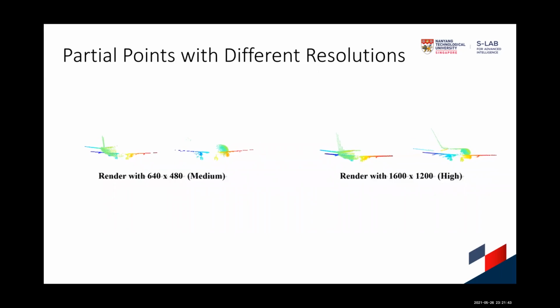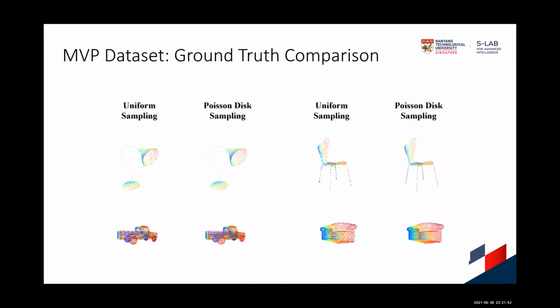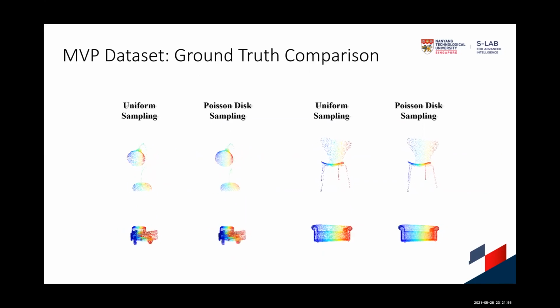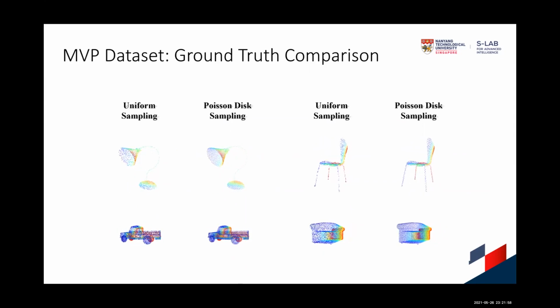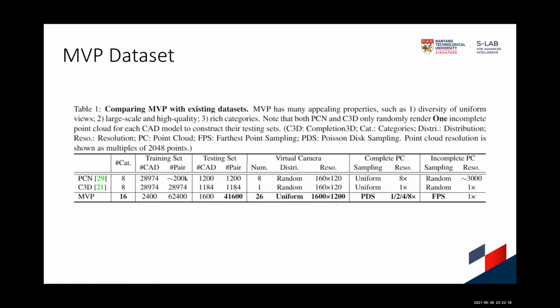Here, we see the comparison between partial point clouds rendered by a low resolution and a high resolution. We also show the qualitative comparisons between complete point clouds sampled by uniform sampling and Poisson disk sampling. Compared to previous benchmark datasets, MVP mainly has three advantages. First, diversity and uniform views. Second, large scale and better qualities. Third, more categories. The MVP dataset can also be used in other tasks, such as retrieval, classification, and registration.